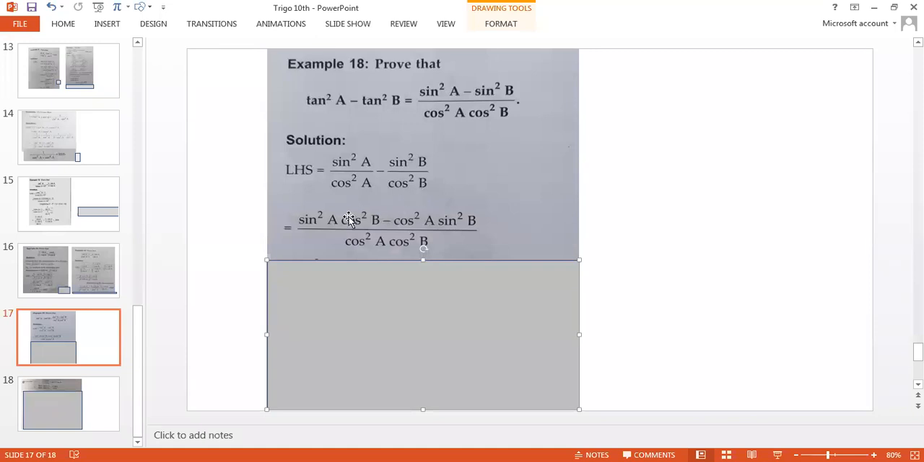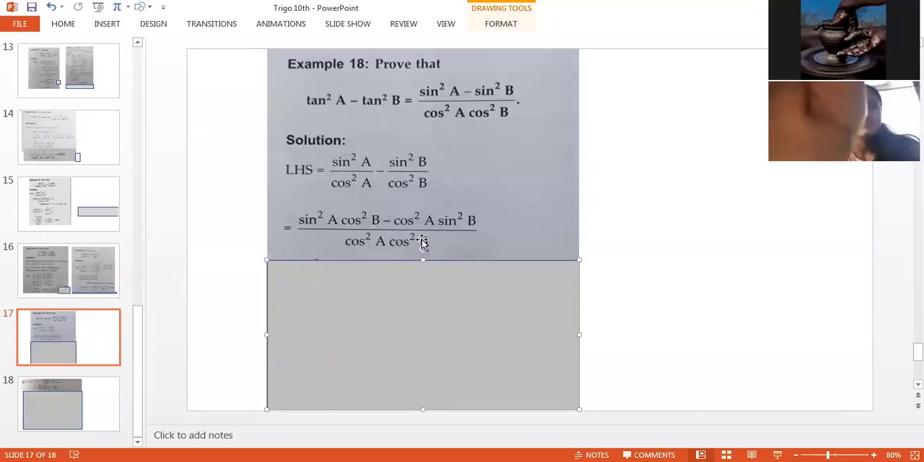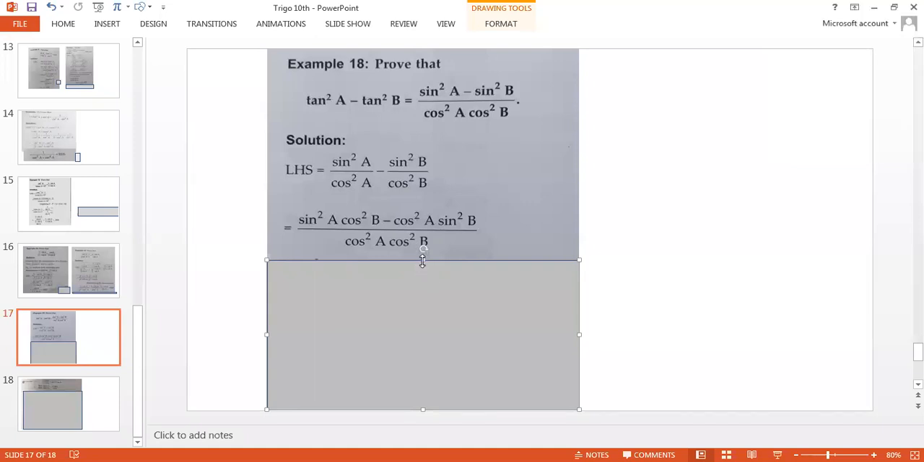So how exactly can it be done? Sin square A into cos square B minus, please follow my cursor's movement, sin square B into cos square A, and in the denominator it will get multiplied like this, cos square A into cos square B. And now student, what is to be done? It becomes a little challenging, isn't it?